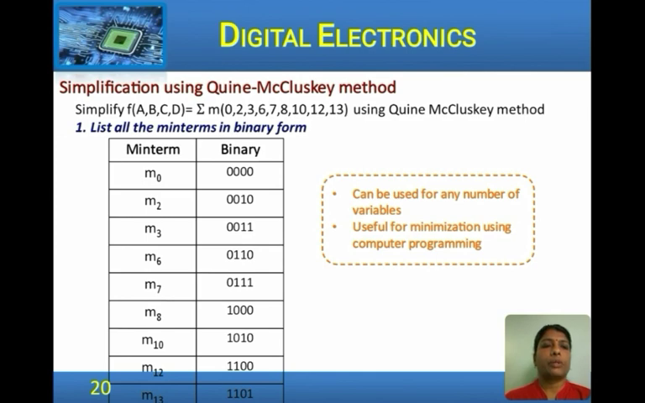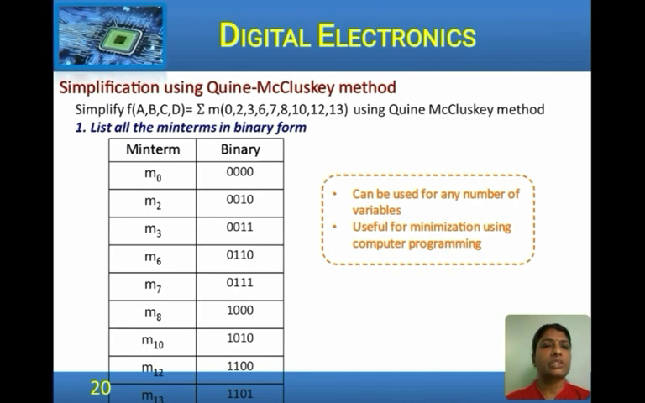Next, we will move on to the next method of simplification, the tabulation method called the Quine-McCluskey method. When the number of variables increases, the K-map becomes tedious, and it is also a graphical method which cannot be used for computers.